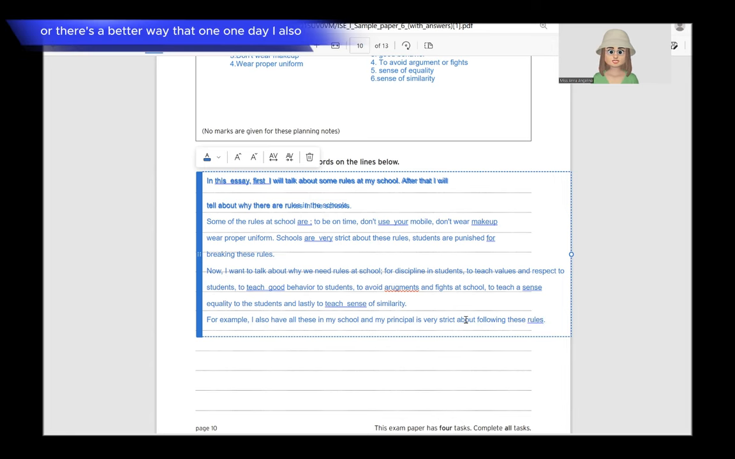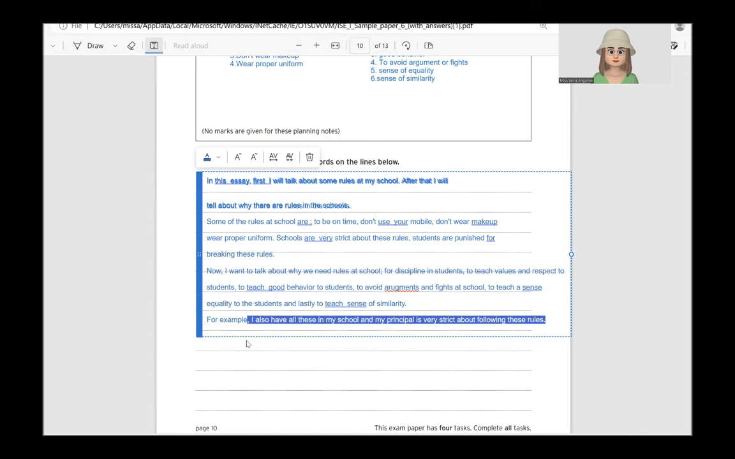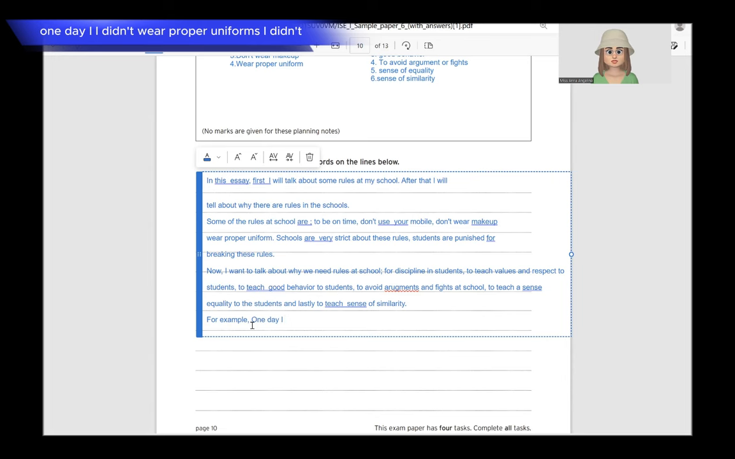Or there's a better way: one day I also did not follow the rules. What was the rule? You can say that I wore makeup one day, a little lipstick, and I was punished by my principal. Let's give another better example here. For example, one day I didn't wear proper uniform.